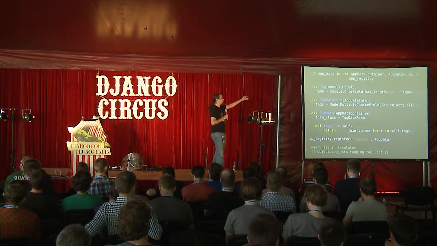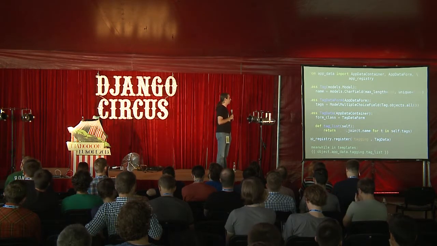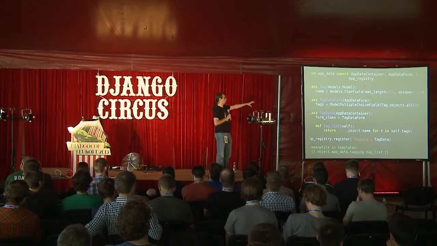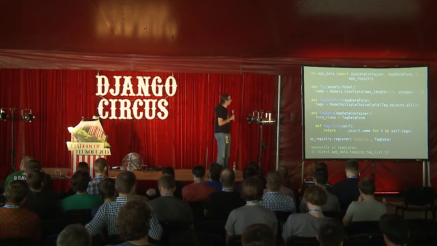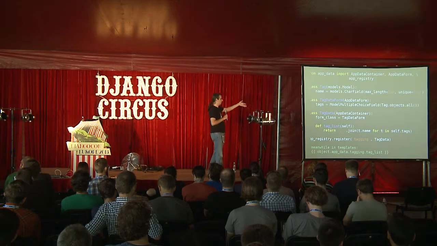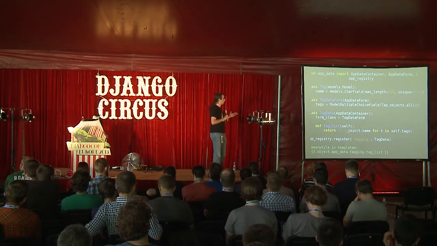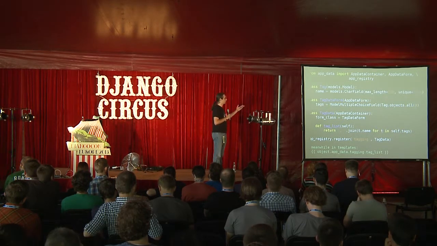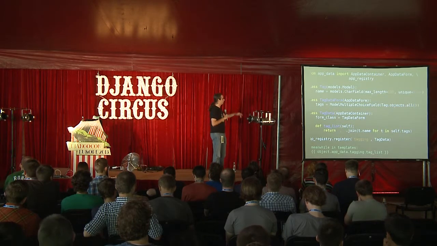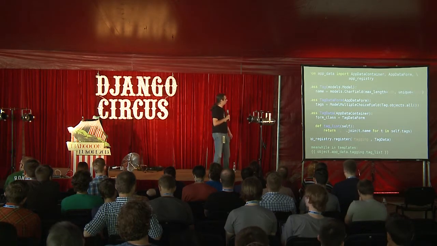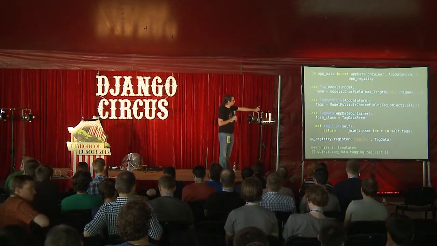So we have a tag model, very simple, it just has a name. And then we define a form. A model multiple choice field, tag, perfectly normal form, except that it inherits from some magical UpData form. And then we create a container.